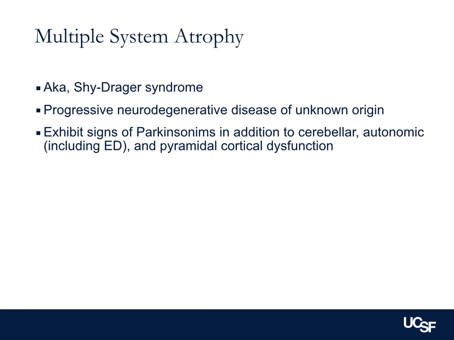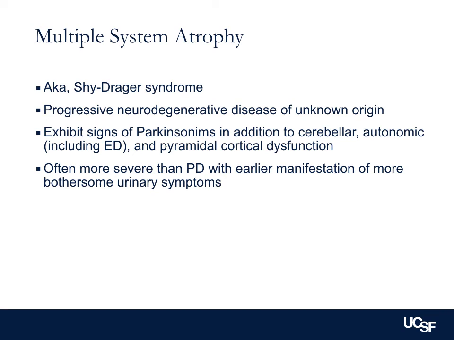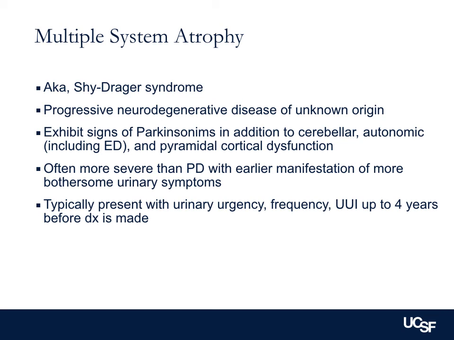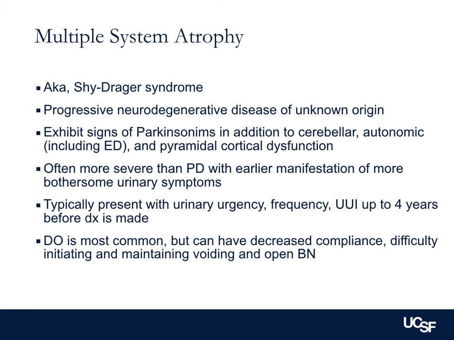And these patients exhibit signs of Parkinsonism in addition to cerebellar, autonomic (including erectile dysfunction, that's a big one), and parietal cortical dysfunction. It's oftentimes more severe than Parkinson's disease, with earlier manifestation of more bothersome urinary symptoms. Oftentimes we see these patients before they're diagnosed, as urinary symptoms such as urgency, frequency, and urgency incontinence typically present 4 years before the neurologic diagnosis, and oftentimes urologists are critical in making that diagnosis.